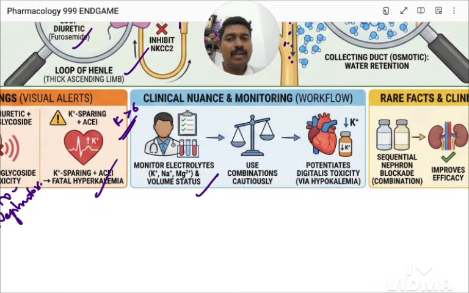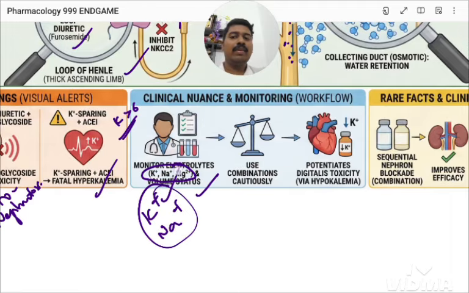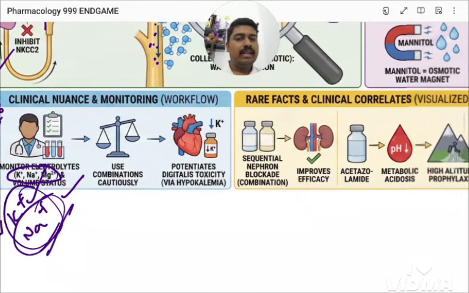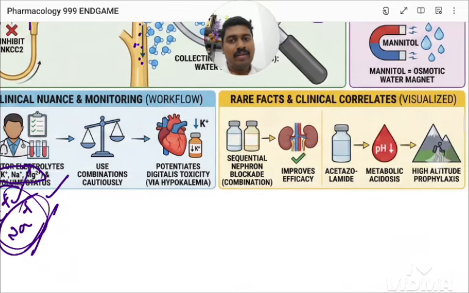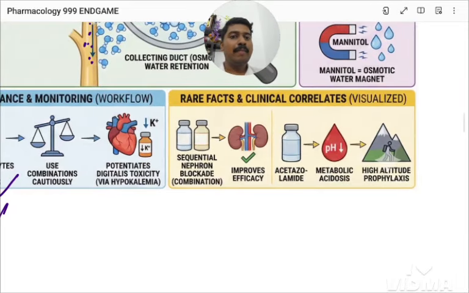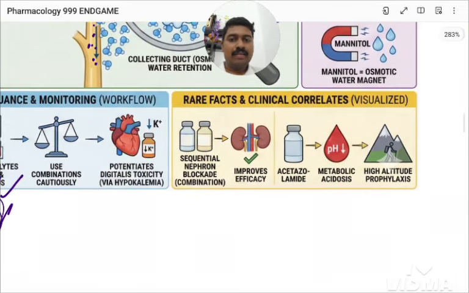So basically, when you give loop diuretics, you should especially monitor electrolytes, because loop diuretics will cause hypokalemia, and potassium sparing diuretics will cause hyperkalemia. Even sodium levels need to be monitored. And one more thing: whenever you use loop diuretics, make sure that you don't give digitalis, because even a slight decrease in potassium can precipitate digitalis toxicity. Next, what are these rare facts? One is that loop diuretics increase the efficacy.